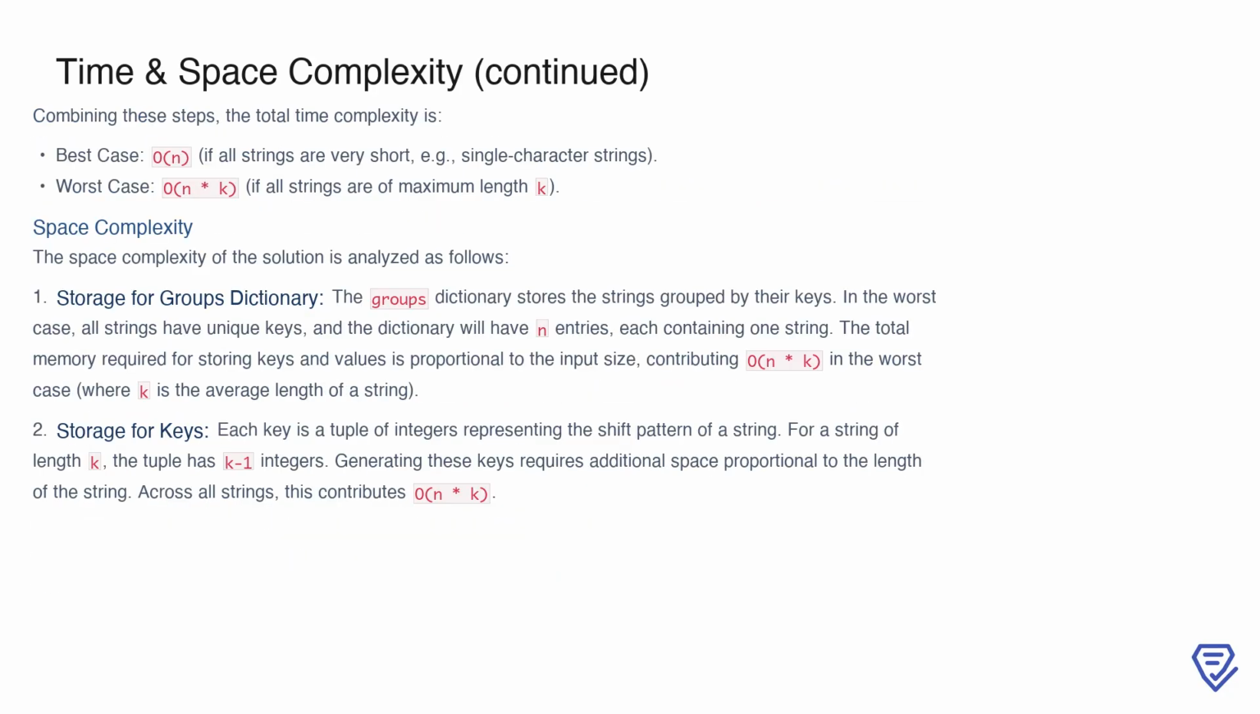Now, combining the contributions from these steps, we find that the total time complexity is n in the best case, where strings are very short, and n*k in the worst case, where all strings are long.